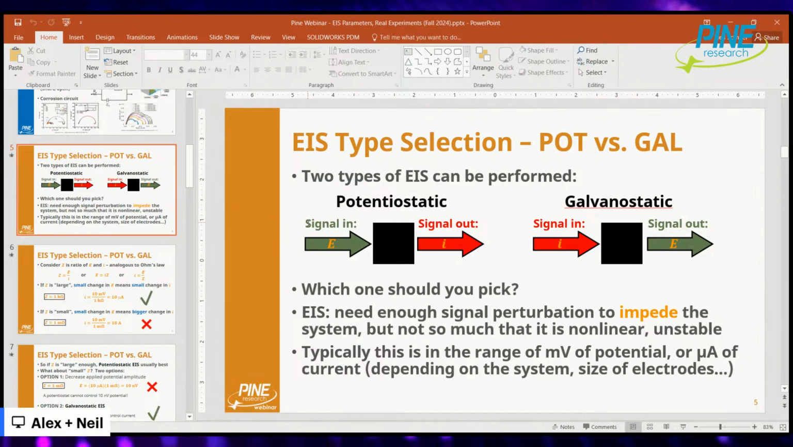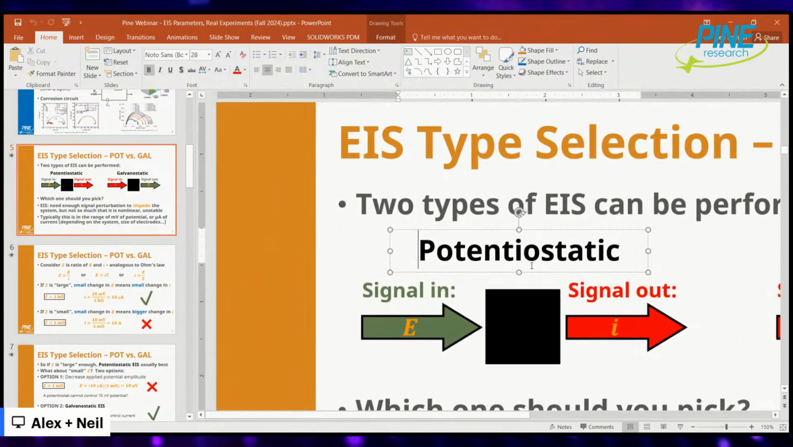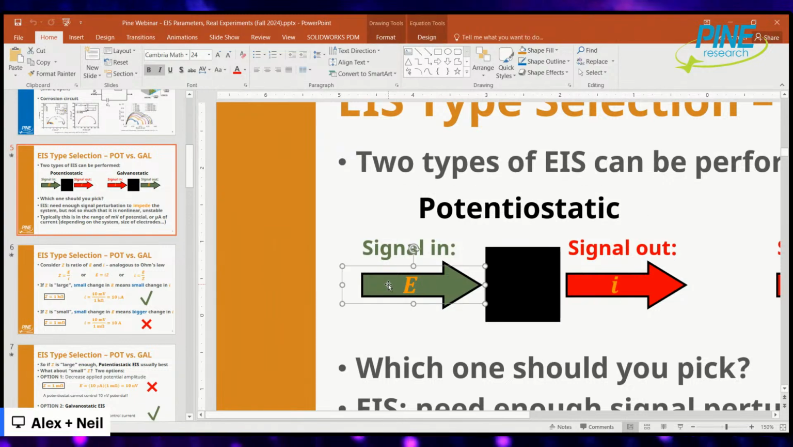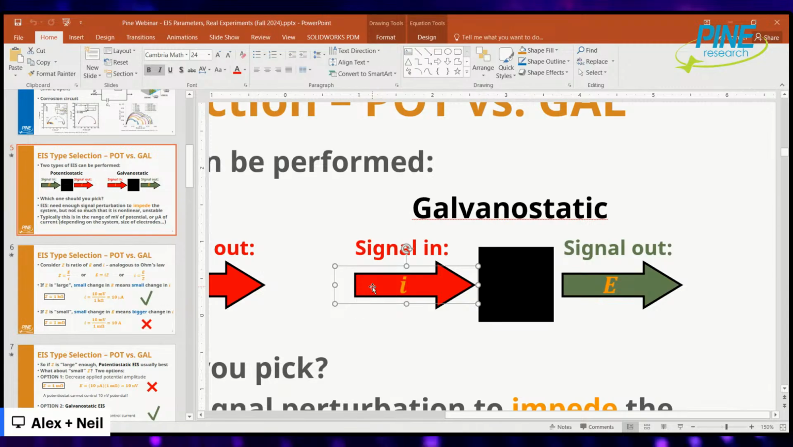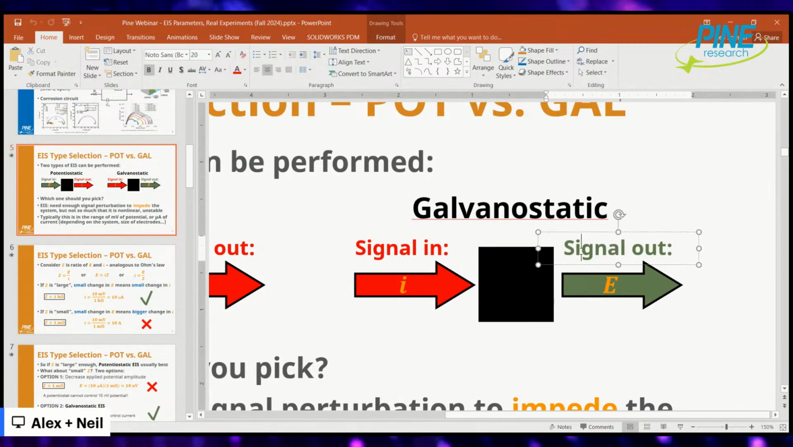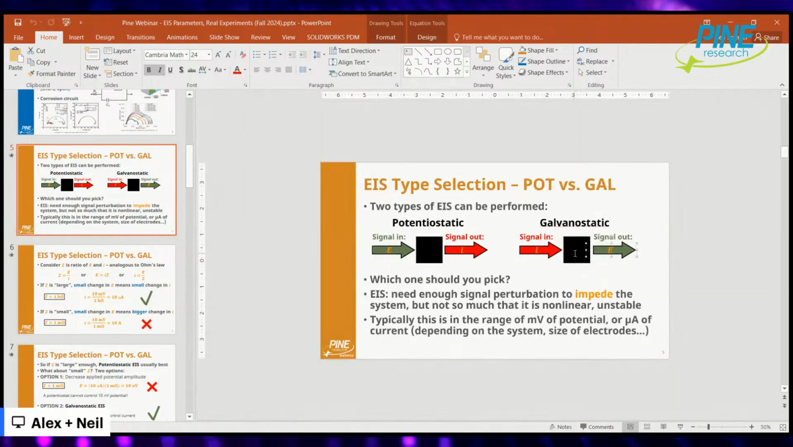In short, electrochemistry involves three variables: potential, current, and time. Everything in electrochemistry involves potential, current, and time. You are either doing something to the potential over time and measuring the current, or doing something to the current over time and measuring the potential. That is the only difference between PEIS and GEIS. Potentiostatic impedance is when you input a sinusoidal signal of potential and get current output. Galvanostatic, or GEIS, is the exact opposite: you input a current signal and get out a potential signal. That is the only difference.